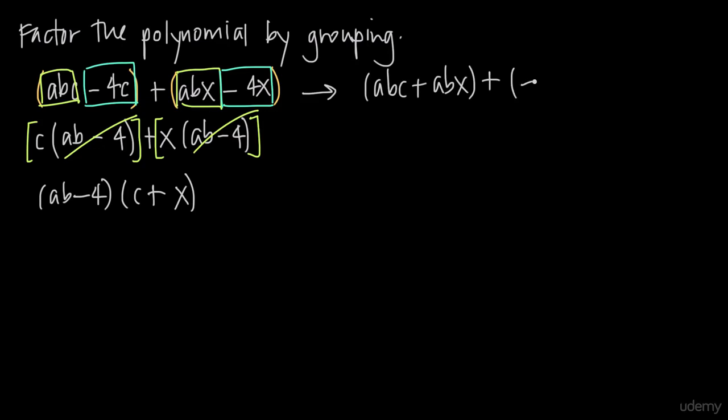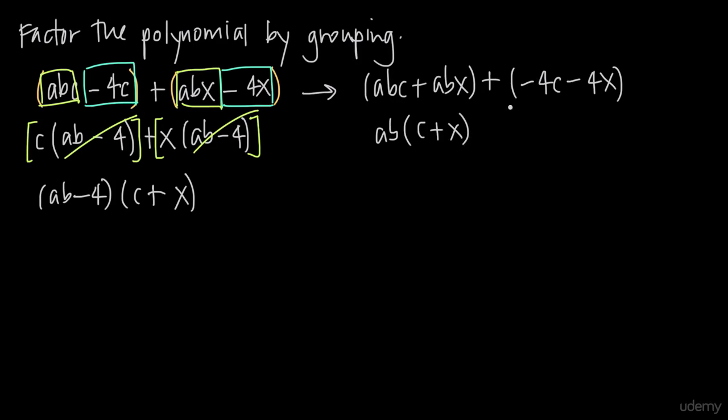We have negative 4c. It's really important to remember to keep the negative sign whenever we have one. So we have negative 4c and a negative 4x, so minus 4x. Now we want to pull out the value that we saw was in common. So we can pull an ab out of abc and out of abx. So we pull that ab out in front, and we're just left with c plus x.